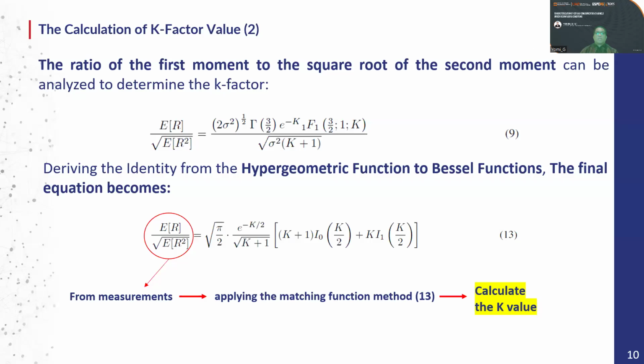Based on the measurement data, we calculate the ratio between the first and second moment. By applying the curve matching function method, we can accurately compute the K-factor value.